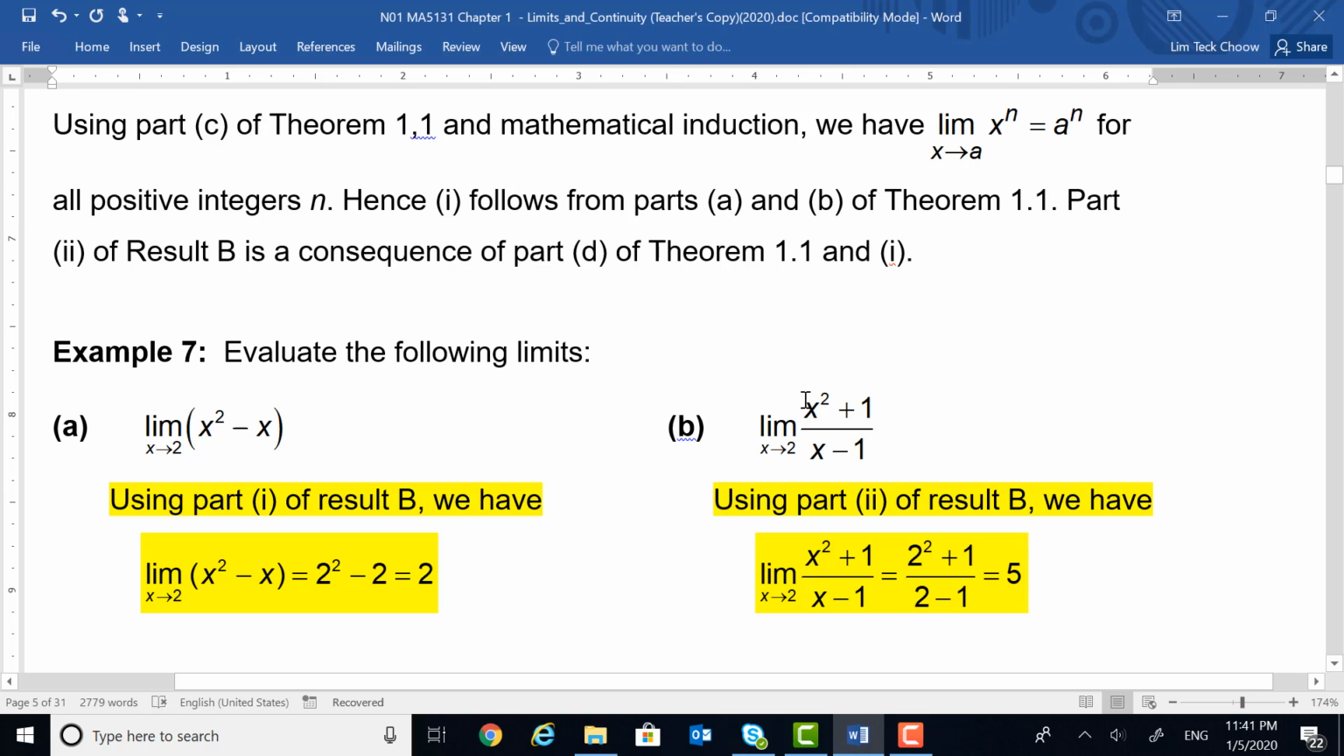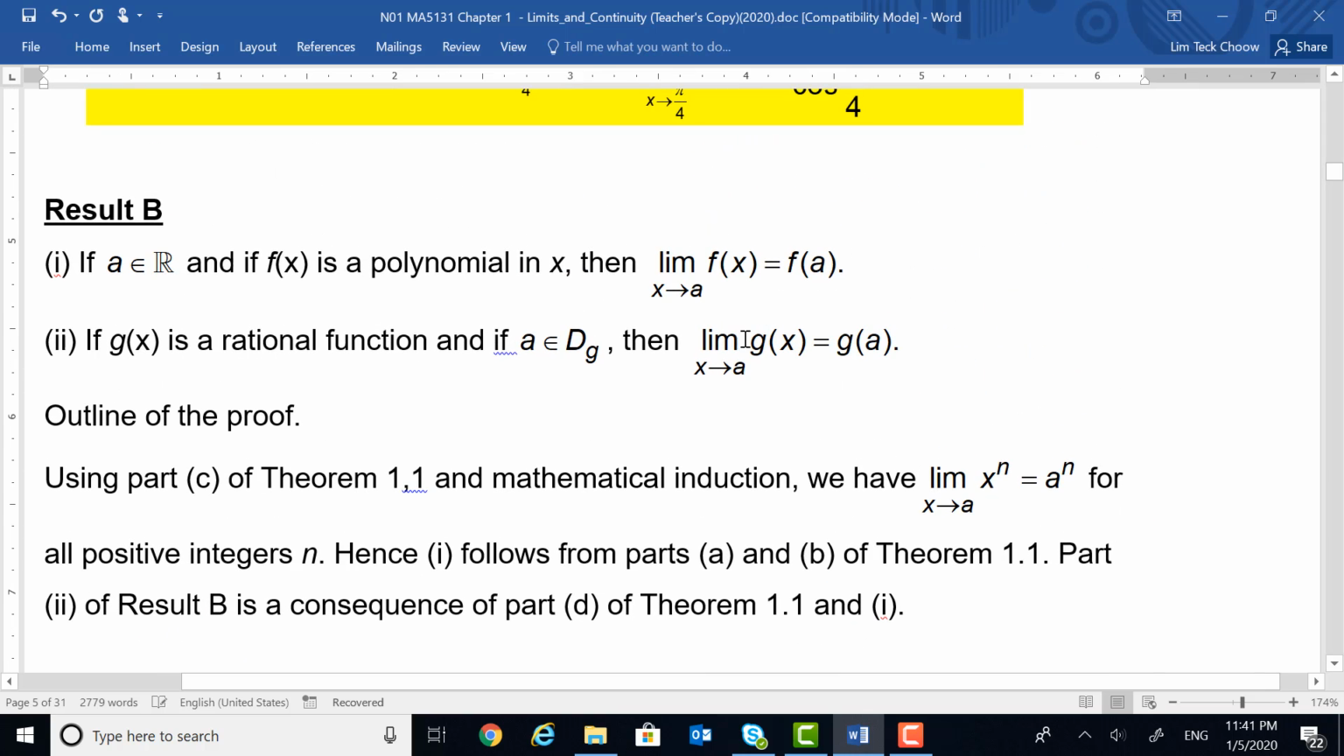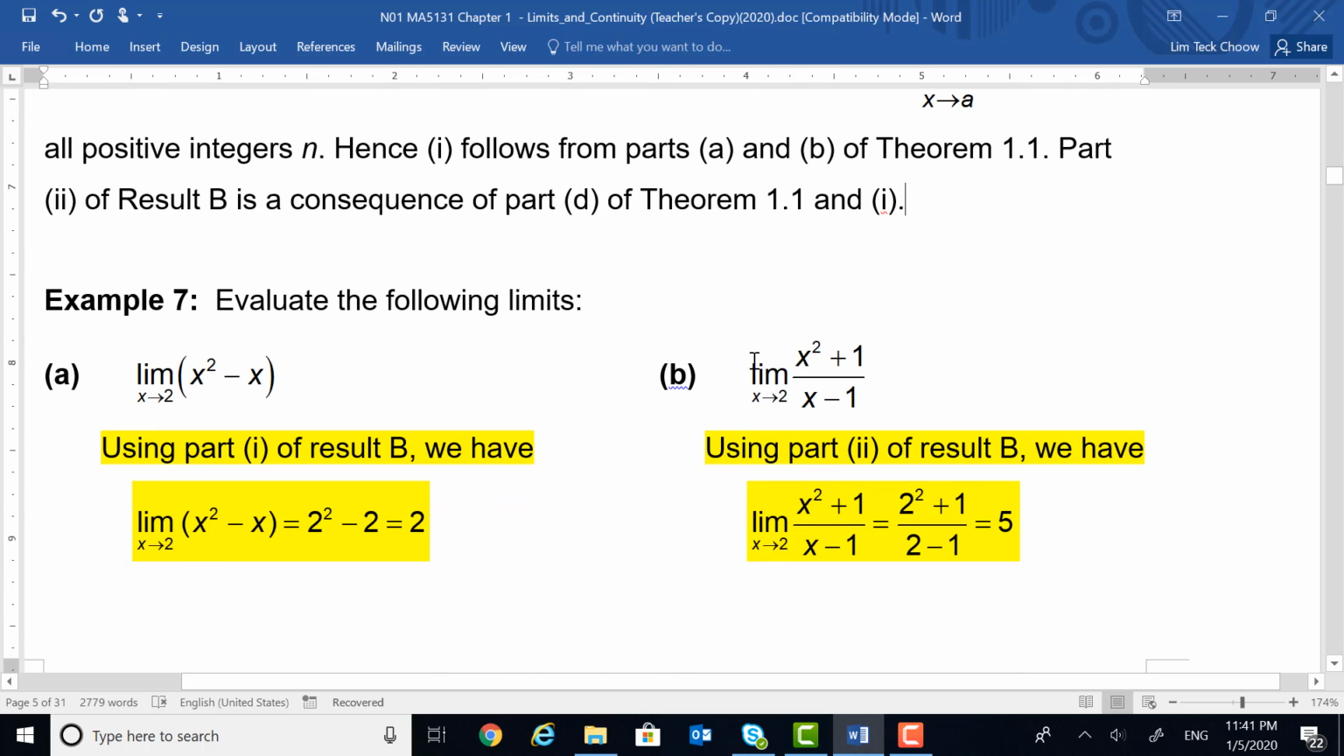This is a typical example of what is called a rational function. I want you to note that the numerator is a polynomial and the denominator is also a polynomial. So by the earlier discussion in result B part 2, if you have a rational function, to calculate the limit is to put in x as 2 into the numerator and the denominator, and then you can evaluate the limit for this case as 5.